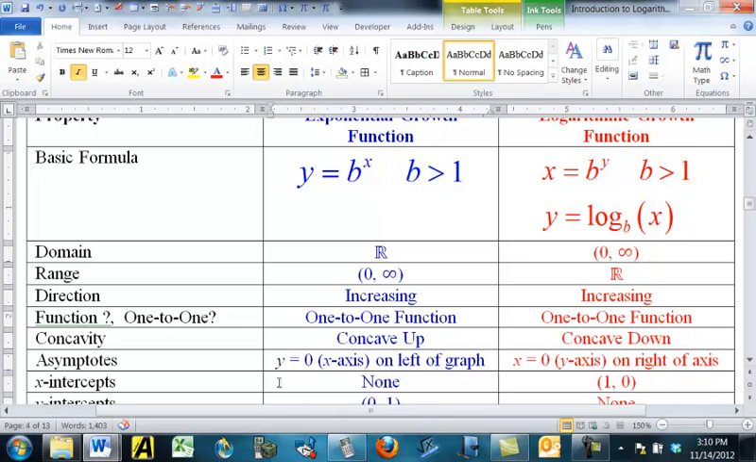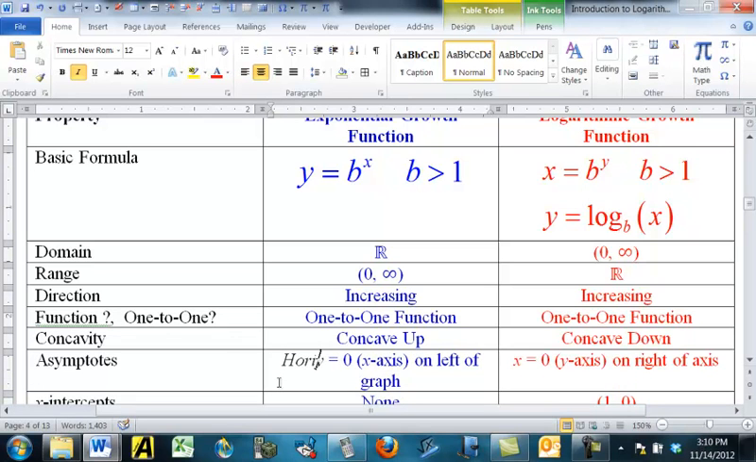And the asymptote, so this has a horizontal asymptote of y equals 0 on the left.